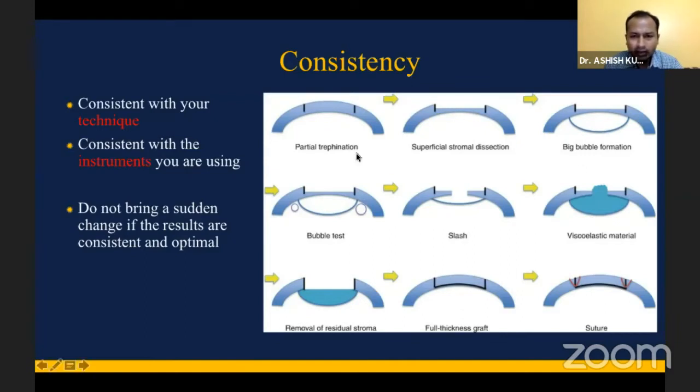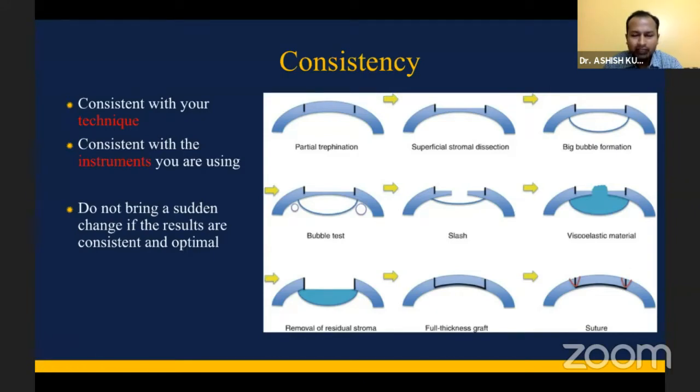And these are the regular steps which we follow for Big Bubble DALK. You do a partial trephination, then you remove the superficial stroma, then inject the big bubble. You can do a bubble test if you're not sure, and then make a Brave slash, and then inject viscoelastic material, then remove the superficial stroma, and then put a graft, and then suture it.